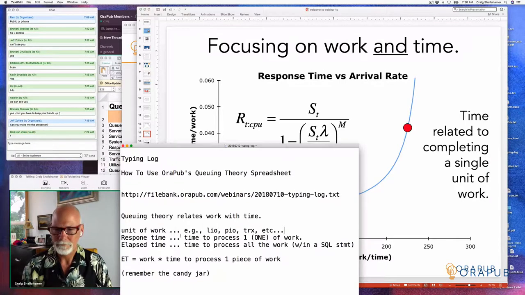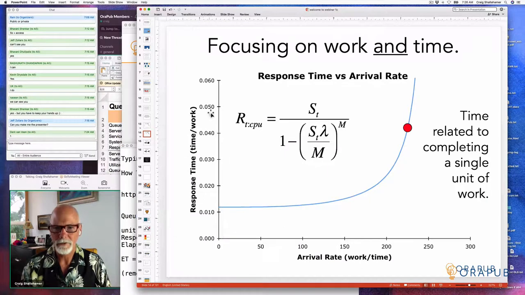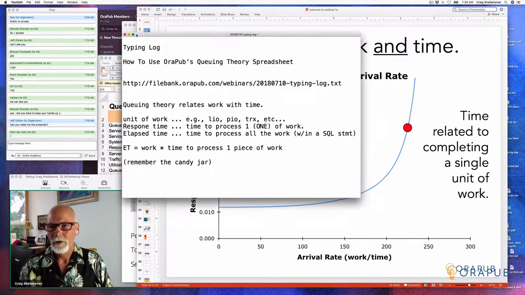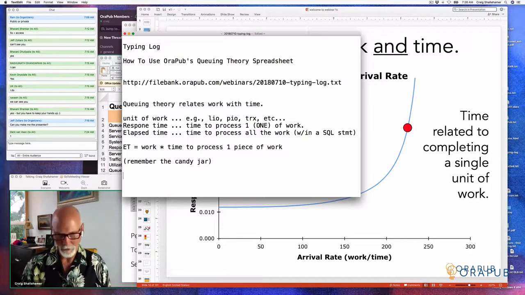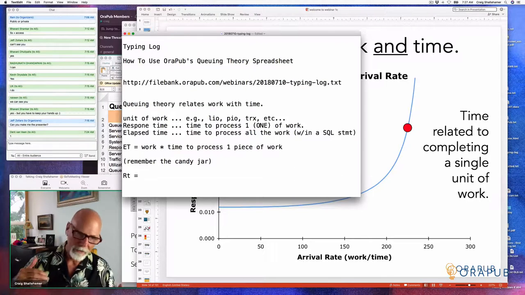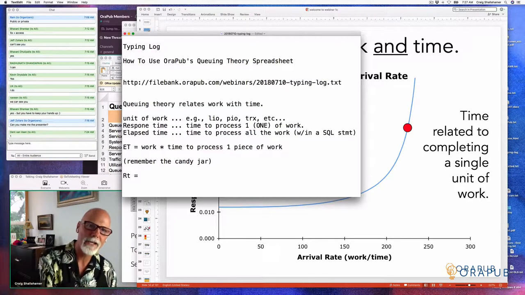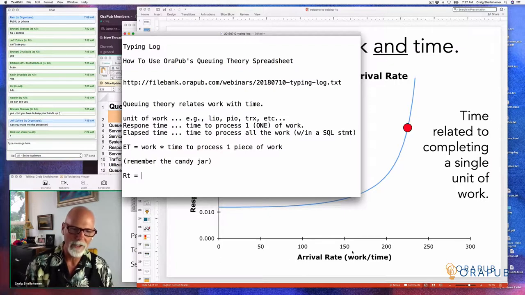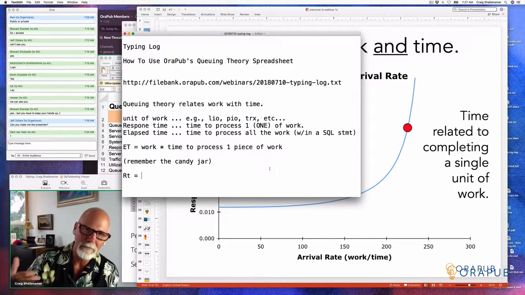Now, this response time right here on the vertical axis is really made up of two components of time. I'm going to call response time RT for right now. A really good way to think about this is when you walk into a restaurant and you're greeted by a host or hostess. People are arriving at the restaurant at a certain rate. That's the workload, the arrival rate: how many people arrive per second, per minute.